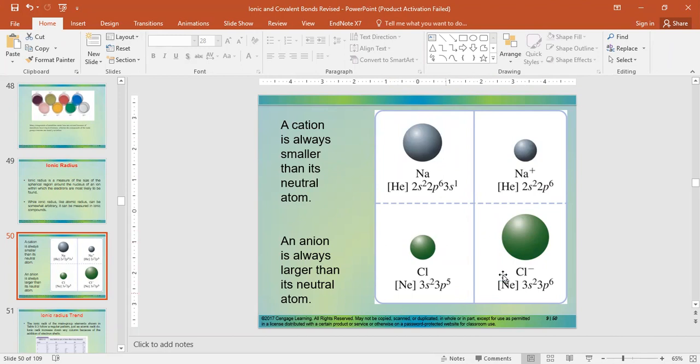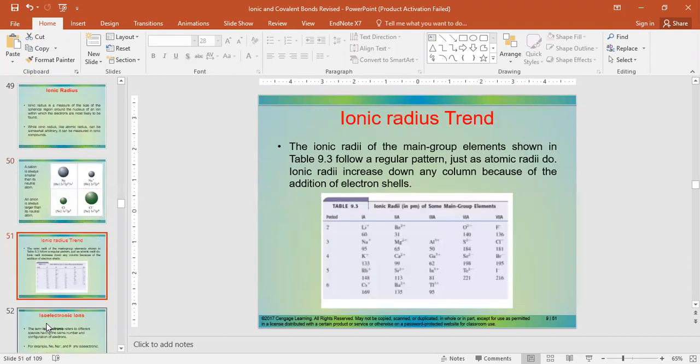When we look at chlorine, this is the atom of chlorine. This is a chloride ion after gaining an extra electron. And here we know that the effective nuclear charge is going to decrease, and then there's also going to be an increase in the electron repulsion, so that the ion here is bigger than the atom. I think that one we said. Now, we have the ionic radii of the main group elements shown here. And the pattern here is similar to that of the atomic radius. We said that last time, and we explained why.